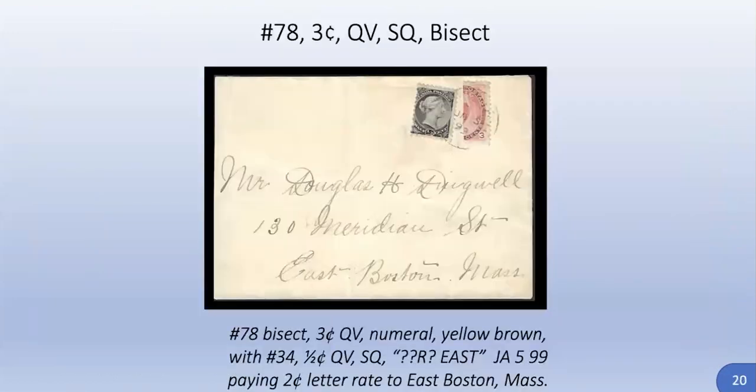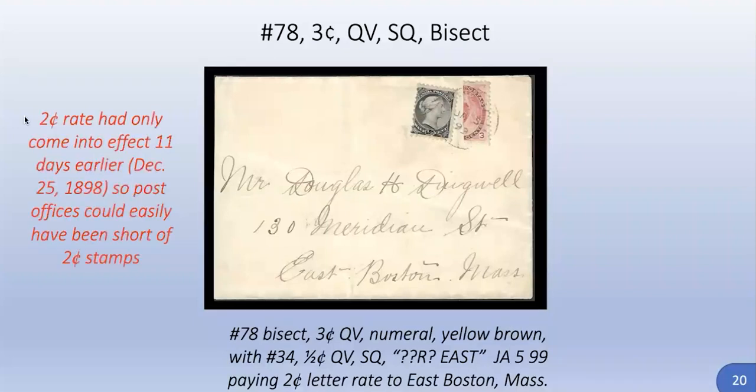But I also had to include another variety. Here's the bisect, number 78. That's a 3 cent numeral. I got the wrong color there. It's not yellow brown at all. Oh, and the important thing here was that the 2 cent rate had come into effect only 11 days earlier with what's called imperial penny postage. And so it's very likely that the post office could have been short of 2 cent stamps. So they used a bisect 3 cent as a 1.5 plus the half cent to make it 2 cents.